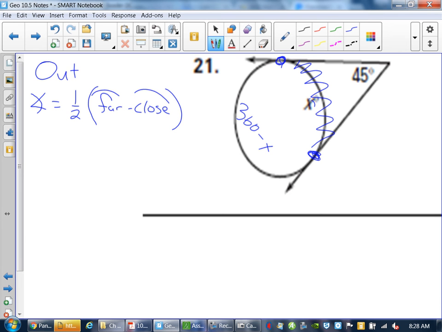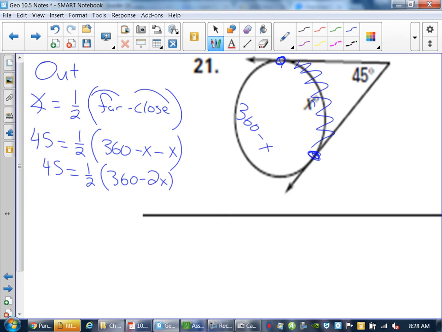So now you have a little bit more work to worry about. And this is where you have to be very careful with your signs, S-I-G-N-S. 45 is your angle. Half of the far, 360 minus x, minus the close. What's -1 minus 1? -2. So I'm going to get 45 is half of 360 minus 2x.